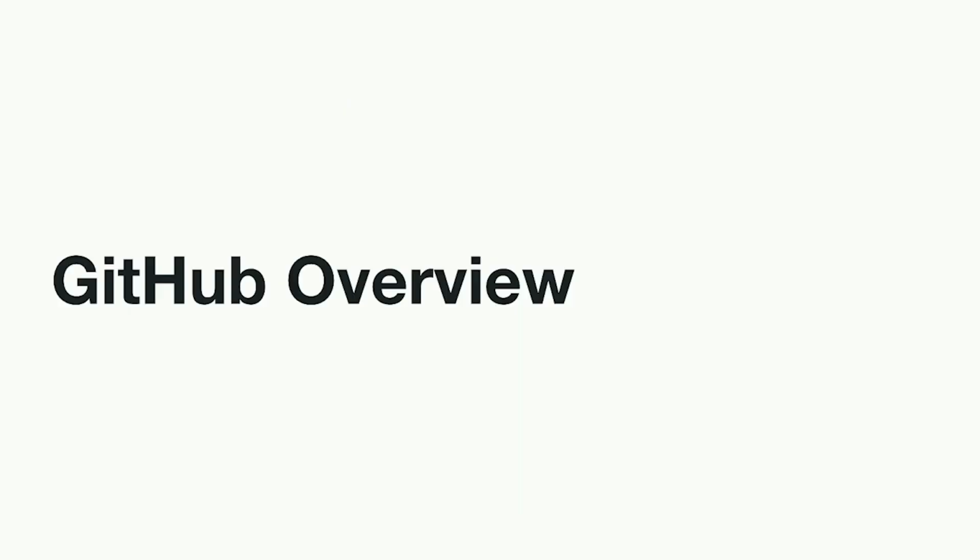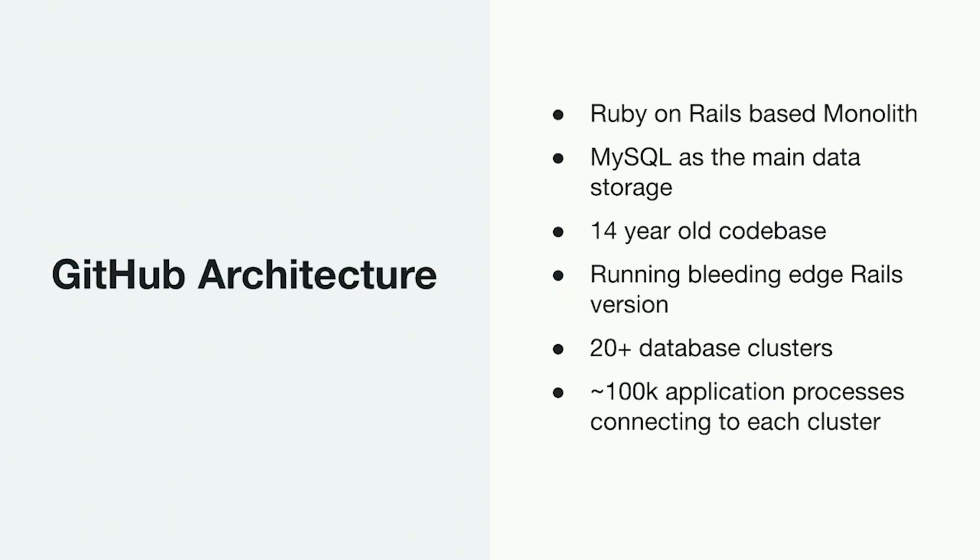Okay, so next, let's talk about GitHub, right? So I'm not talking about GitHub the product, but GitHub the application. It's a Ruby on Rails-based monolith using MySQL as the main data storage. It's a 14-year-old code base, which is noticeable in some areas of the code base, and others are actually very, very fresh. We are running a bleeding edge Rails version, so we are always running on the latest nightly builds. We have our own Ruby architecture team that works on Rails features that are important to us.